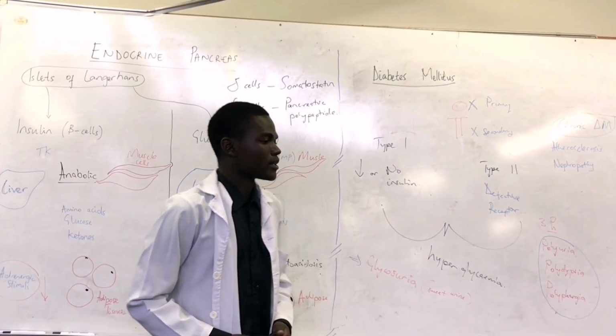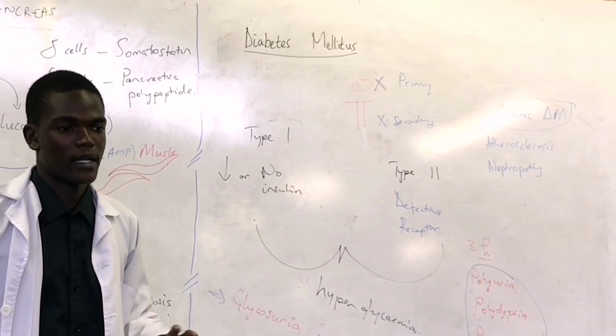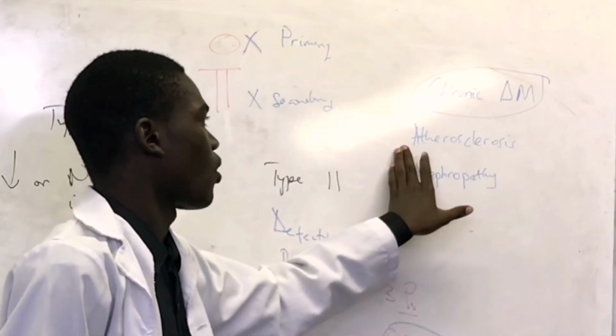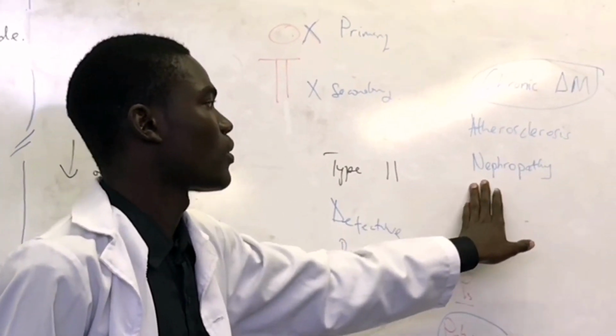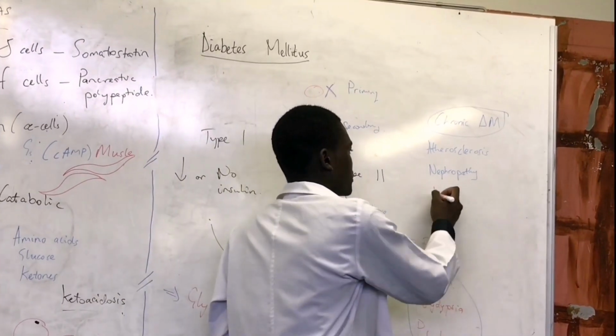Okay, right. So long-standing diabetes can have effects on the body. By saying that somebody has diabetes for 10 years, for 20 years, this can cause atherosclerosis, and this can cause nephropathy, retinopathy, and other conditions like that.